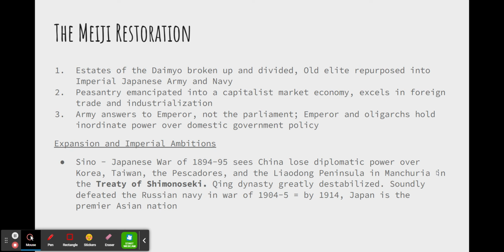The Japanese also managed to absolutely defeat the Russian Navy in the War of 1904, and it's clear, of course, to the West that by 1914, Japan was the premier Asian nation. It wasn't even close. Japan was absolutely an imperialist, industrializing force by the beginnings of World War I, and would continue to do so all the way up until World War II.